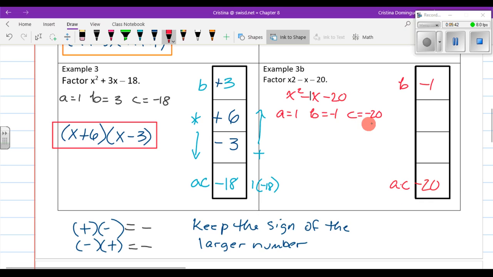Okay, so now I'm looking for, let's see, I've got a negative. The only way to get that is with different signs, right? So I got a positive and I have a negative. I'm going to go to my calculator.